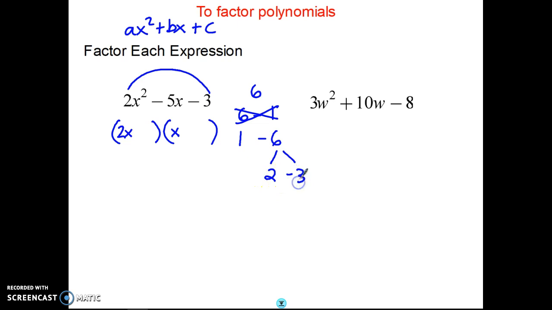Now 2 times what gets me negative 6? Negative 3. Now the negative 3 has to multiply by the 2. And if I put the negative 3 here, it won't ever multiply by that 2. So I have to put the negative 3 on this side. And the only factors of 1 are 1, right? And so it needs to be a positive 1 over here.